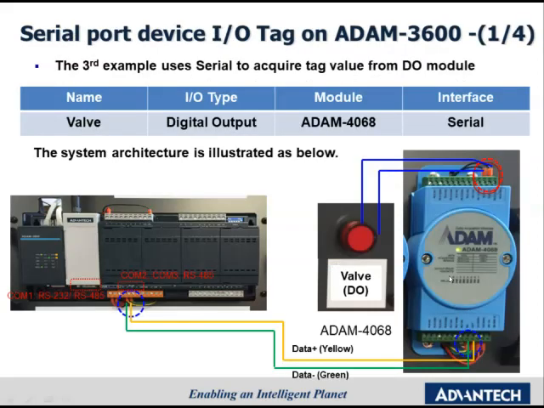Next, we will show you how to use the RS485 serial interface to acquire tag values from an Advantech digital output module. The system architecture is as below. We use a DO LED to simulate valve status, so the value of the digital output can be an indicator of this valve. As you can see, there is an RS485 serial interface on Advantech 3600, which allows the module to get value status from a serial RS485 device directly.